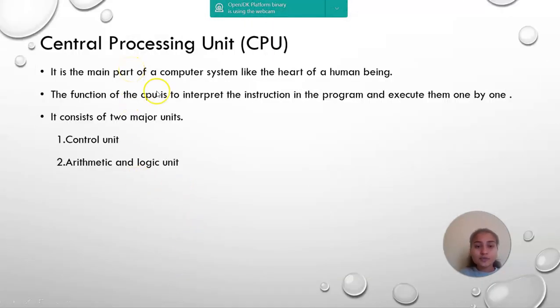Next, central processing unit, CPU. It is the main part of the computer system, like the heart of the human being. The function of CPU is to interpret instructions in the program and execute them one by one. It consists of two major units: control unit and arithmetical logical unit.